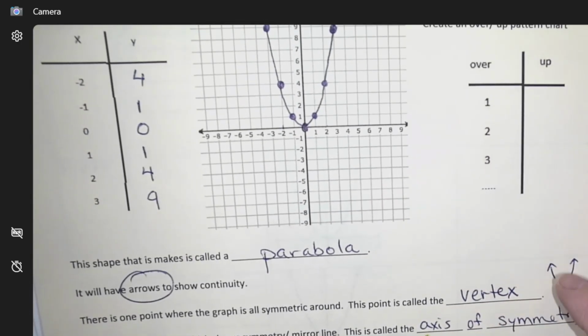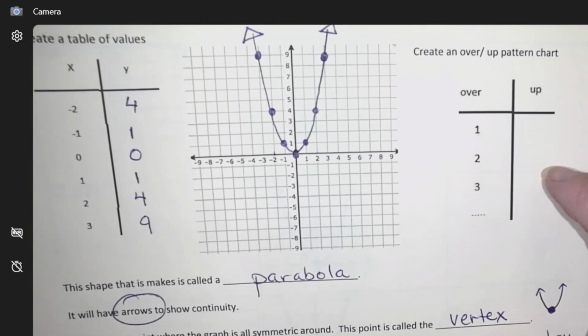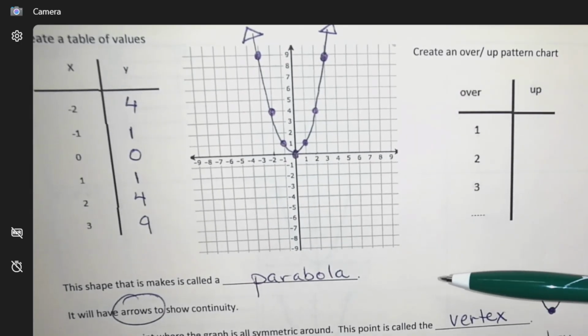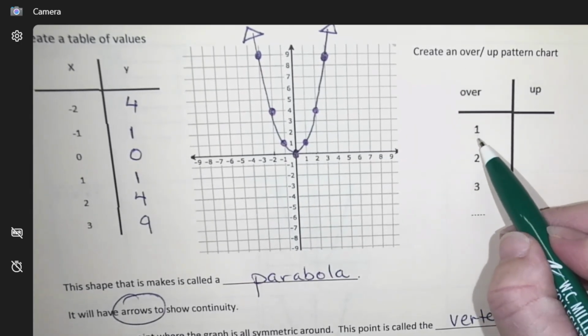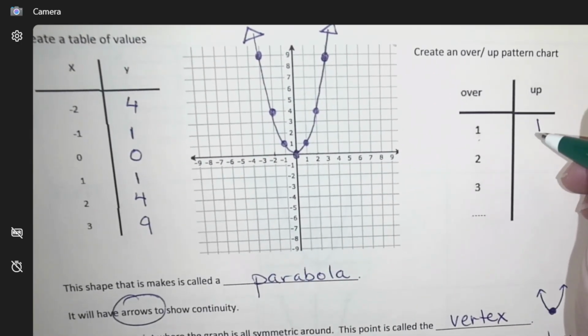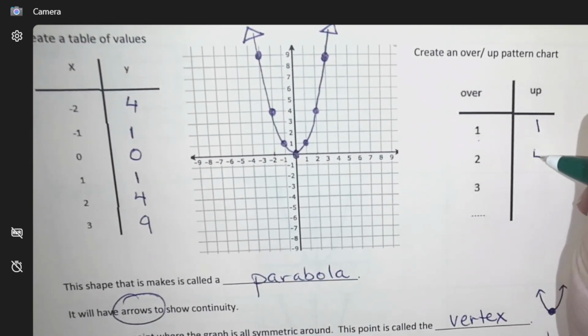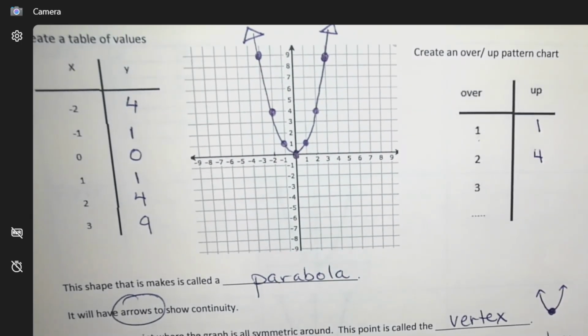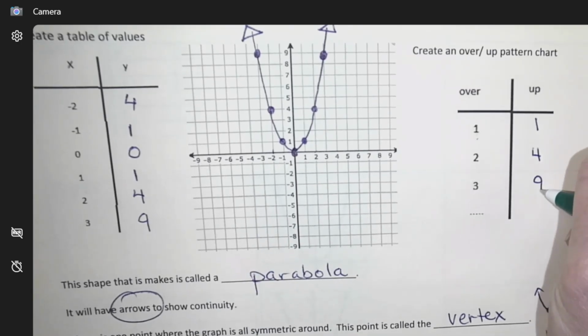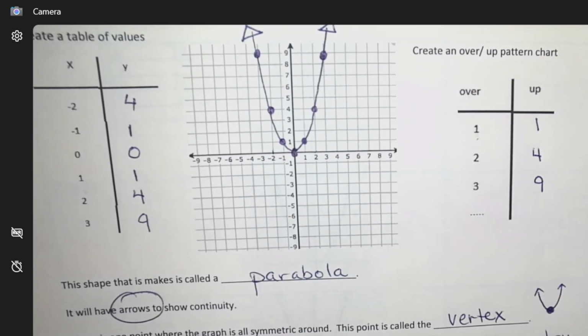Okay, and we missed one thing here at the top. Kind of a pattern is going to be if x moves 1, y should move 1. If x moves 2, y should move 4. If x moves 3, y should move 9. Okay? What's going on? That relationship is squaring. Your x squared, right?